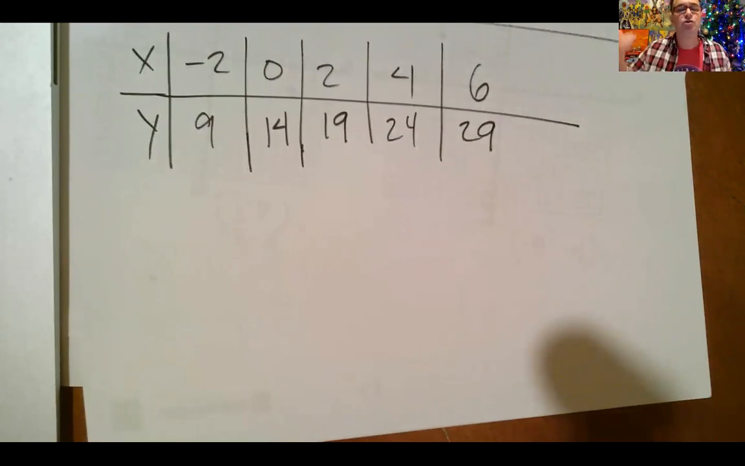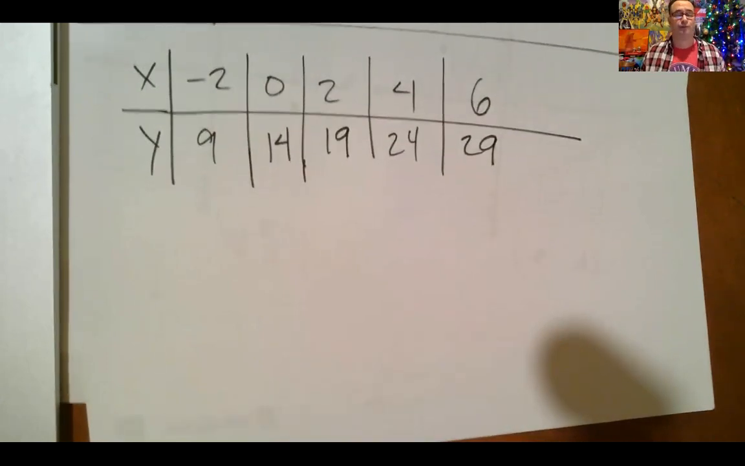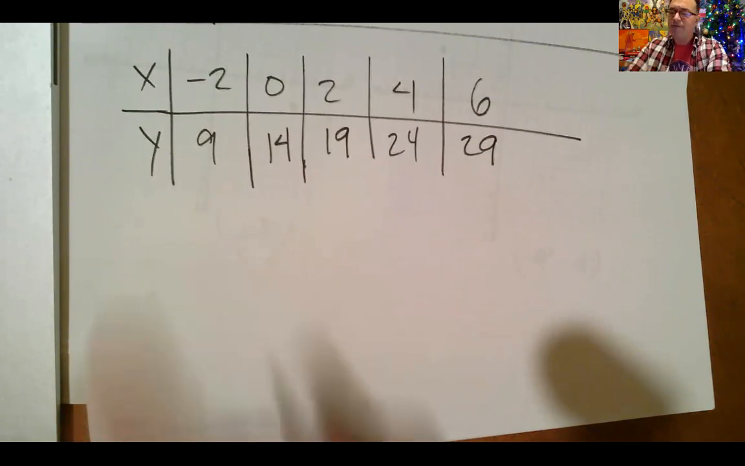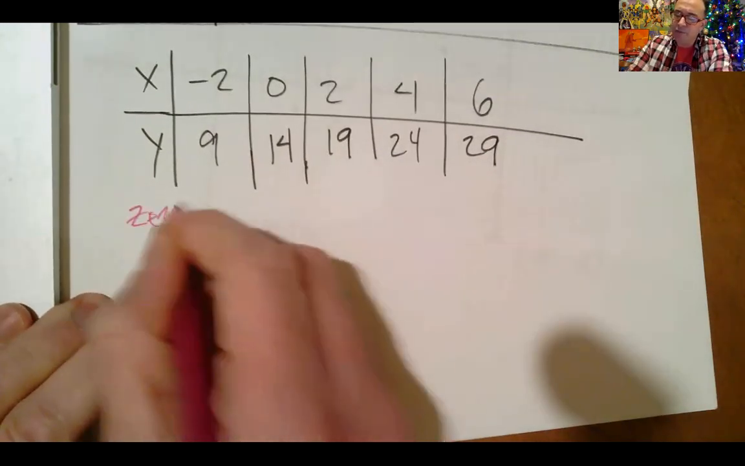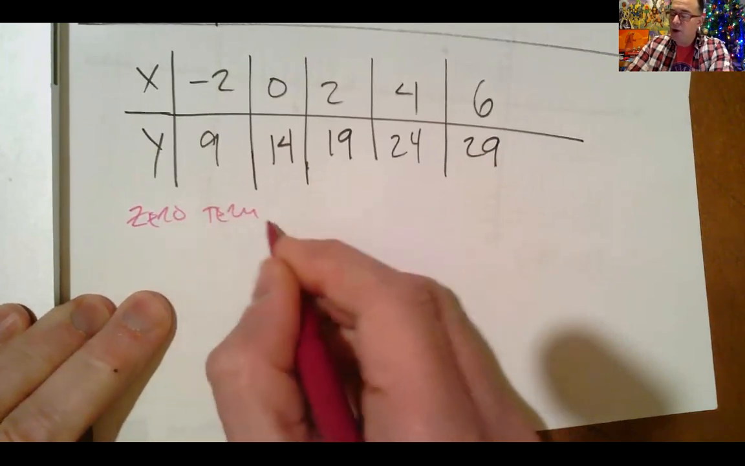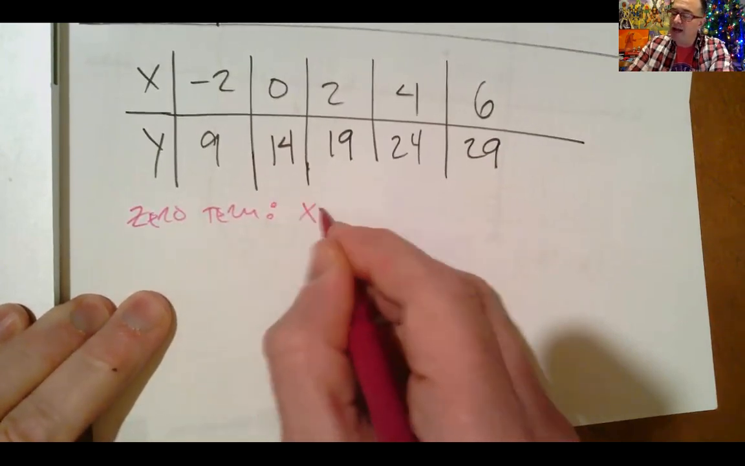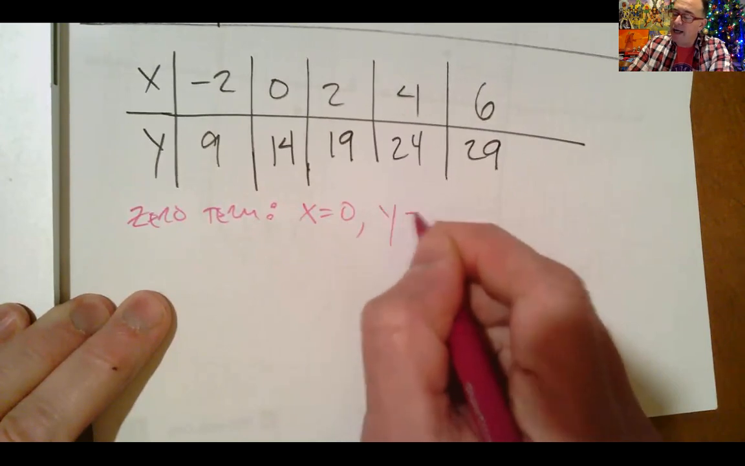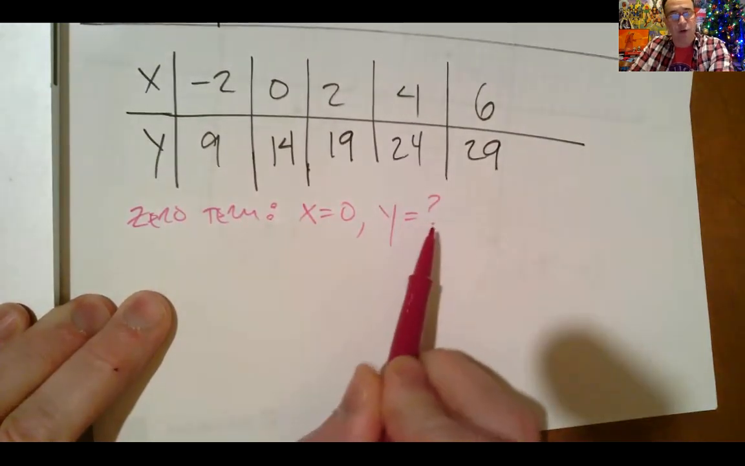In fact, let's do this first. Y'all, what is the 0 term? What is the 0 term here? So right now I got -2 and I got 9 and I got 14 as answers. And let's think for a second. When we find the 0 term, what I want you to look for is, you know that x equals 0, y equals what? That's what I'm looking for.